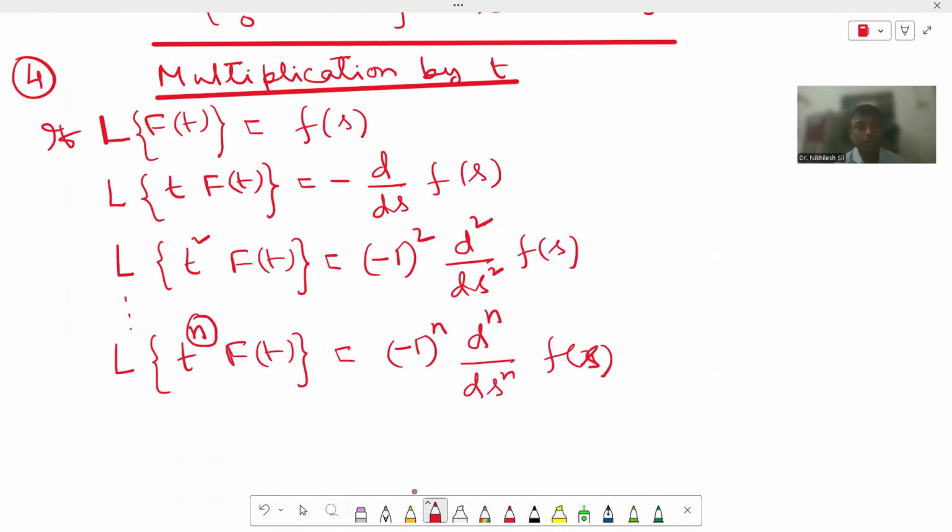So what is the formula? If L of f(t) equal to F(s), then L of t f(t) will be equal to minus d/ds of F(s), derivative. Now how many t will be there? That number of minus 1 will be there, and that number of derivative will be there for the function F(s). Okay, clear?